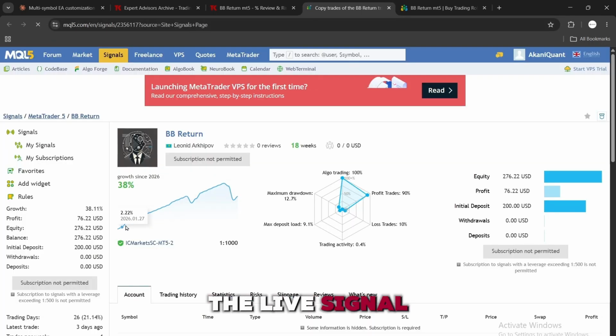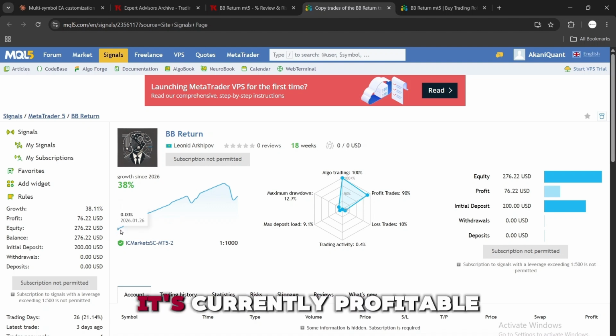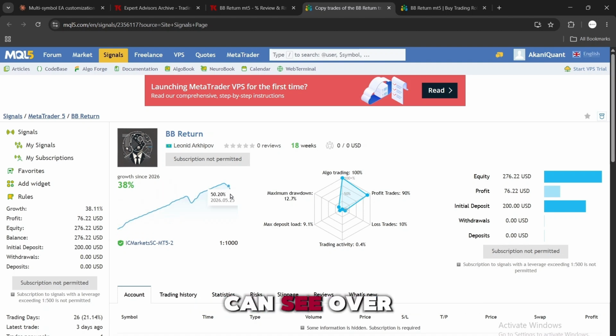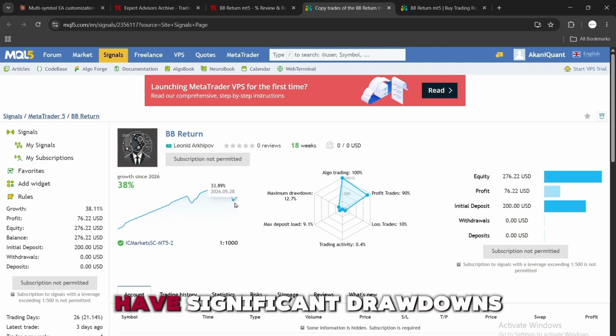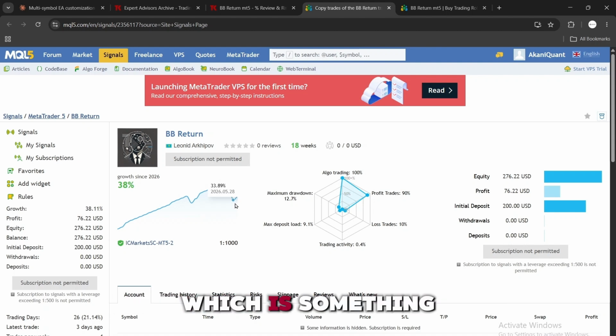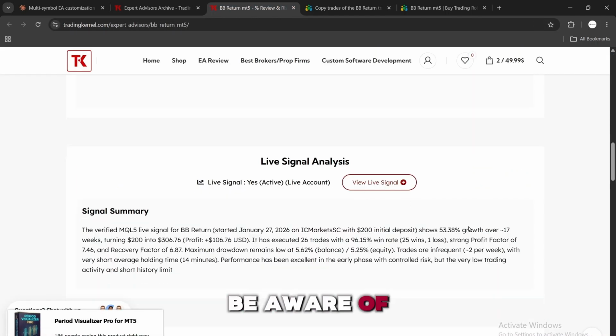If you click on the live signal button, the live signal here, and as expected, it's currently profitable. But as you can see over time, it's beginning to have significant drawdowns, which is something that you could experience while using this expert advisor. I just want you guys to be aware of that, right?